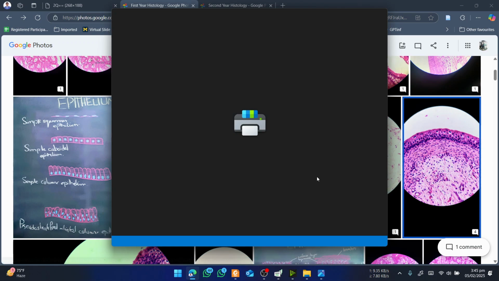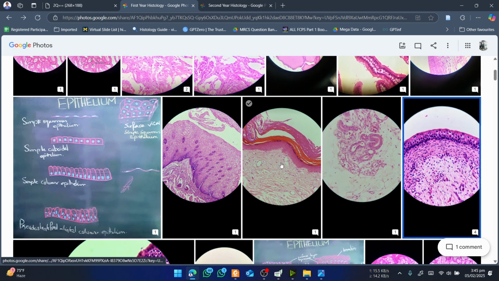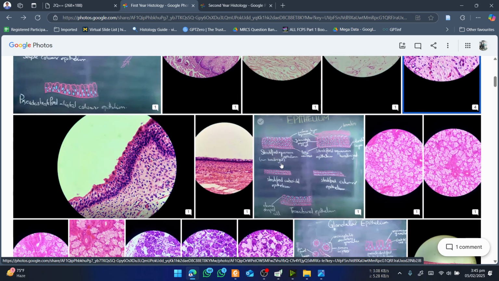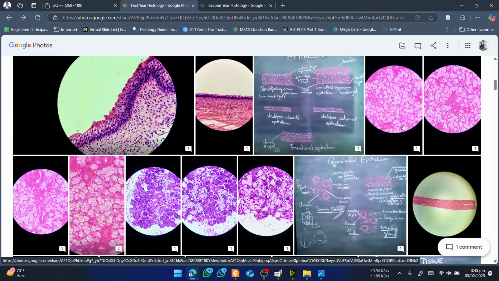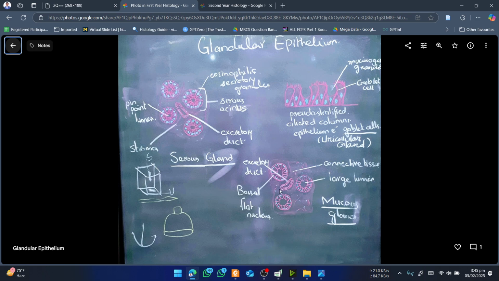Moving on quickly to the glands. These were the epithelia, including transitional epithelium. Now there are three types of glands: serous, mucous, and seromucous. Let me very quickly show you the picture so that I can discuss it with you easily.